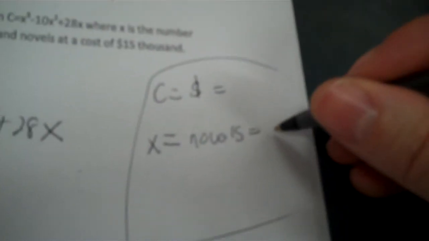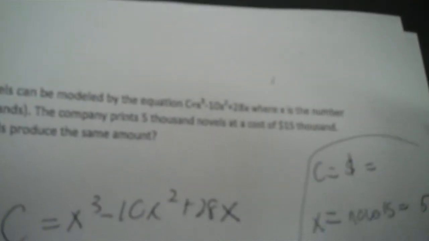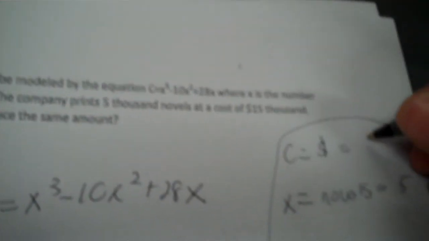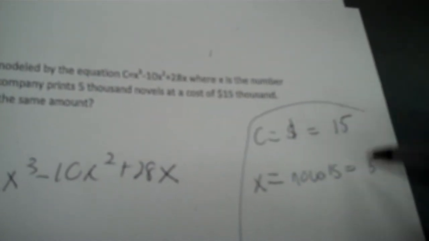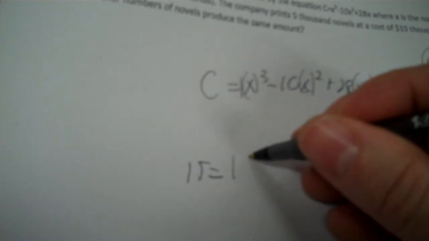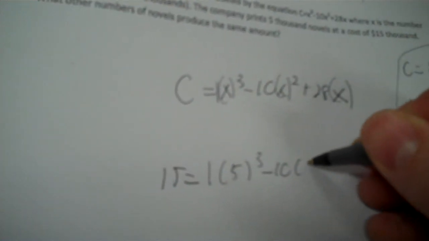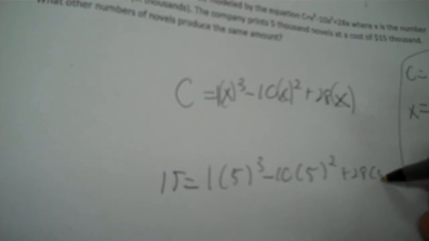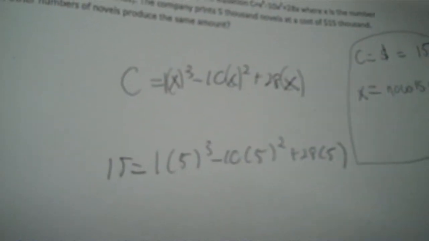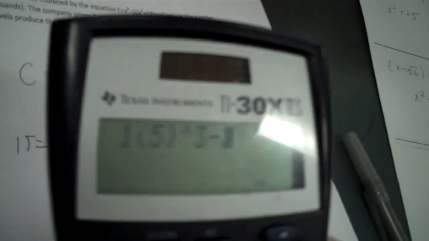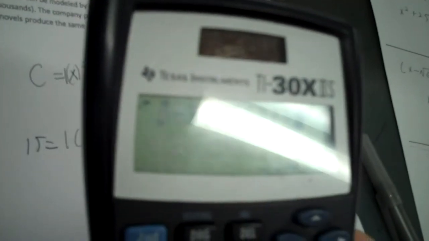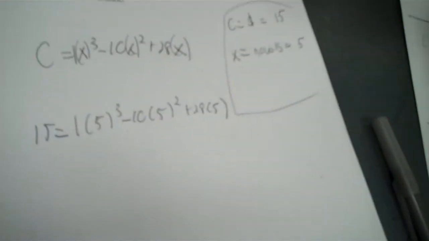Now what values do they give me? Well, 5,000 novels, we're just going to use 5 for that value. And at the same time, it costs 15,000. Now put those in at the same time. So 15, I'm going to put a 1 there, we'll need it later. 1 and then 5 to the third minus 10, 5 squared plus 28 and then 5. Okay. So plug that in, see that it equals 15. It should. Bam, 15. So the equation's right.